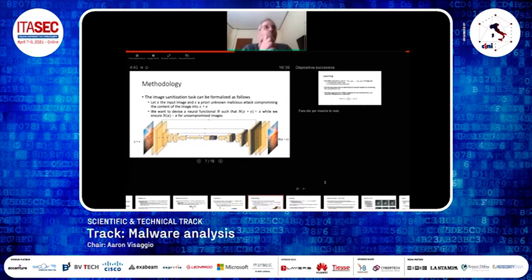As regards our methodology, the image sanitization task can be formalized as follows. Basically, let X be the input image and epsilon a priori known malicious attack compromising the content of the image into X plus epsilon. We want to devise a neural functional N such that N of X plus epsilon can approximate X, while we ensure N of X can approximate X for uncompromised images.